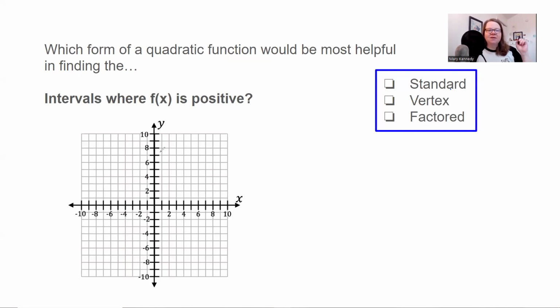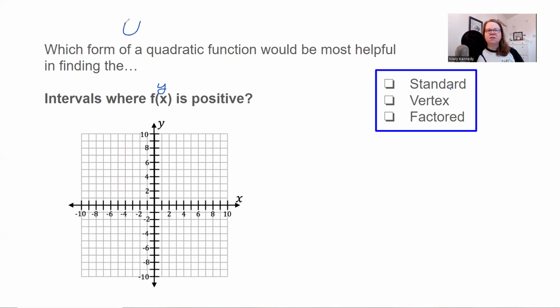All right, so let's take a look at the intervals where f of x is positive. If that's what you're trying to find, which form of a quadratic is going to be the best one to look at? So think about that f of x being positive. That just means when the y values are positive. So that's anything up here, right? You want to know when that is on this graph.